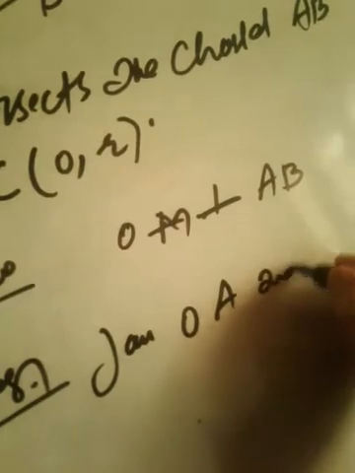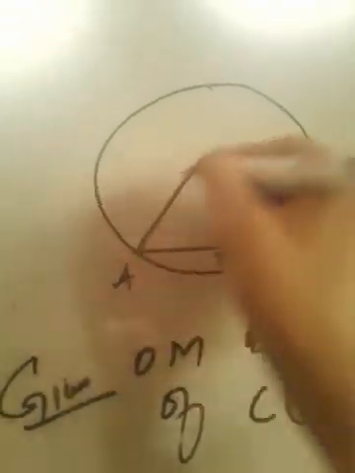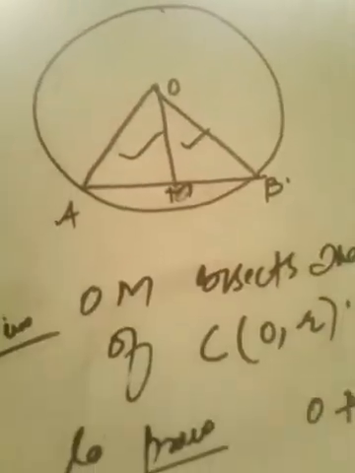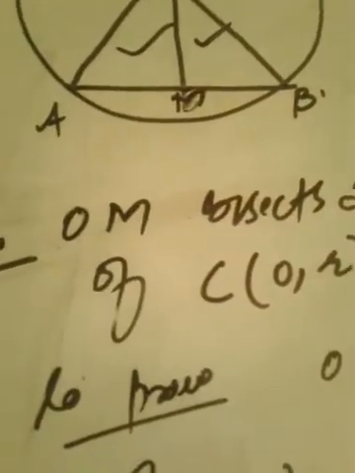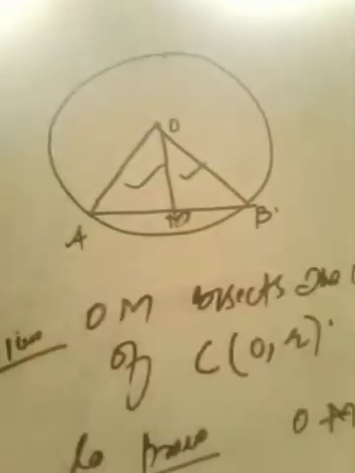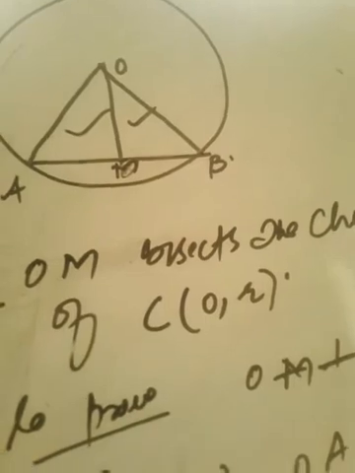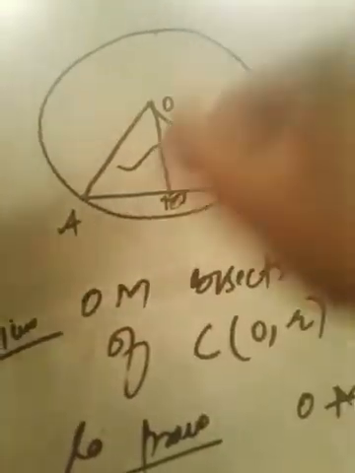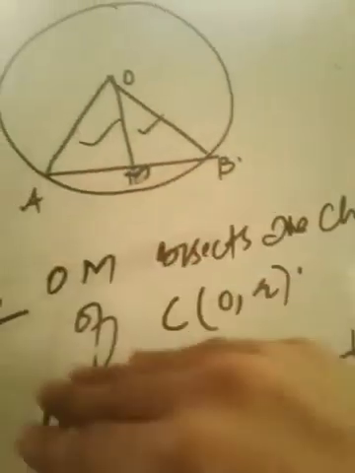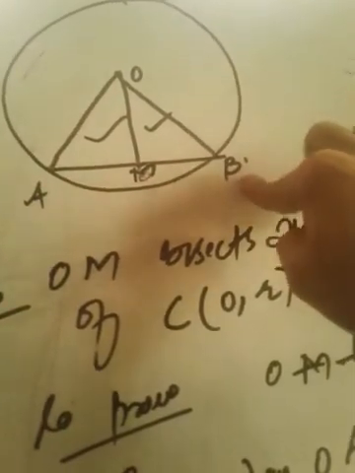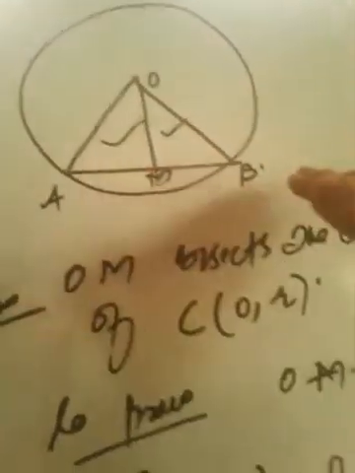Construction: join OA and OB. This is OA, this is OB. First of all we will make these two triangles congruent. Very simple, we can make them easily congruent. The concept of congruence is very important, not only for this class but also for the next classes. We have to prove that OM is perpendicular to the chord AB. See the difference: in the previous video lecture perpendicular was given and we had to show that it bisects, that is AM equals MB. Now it is given that the line bisects the chord, that is AM equals MB, and we have to prove that it is perpendicular to the chord.